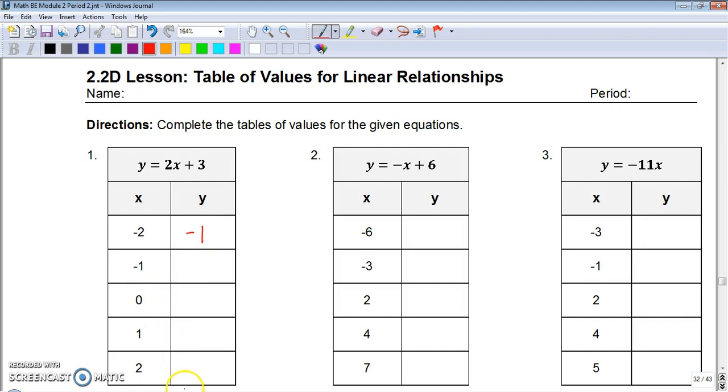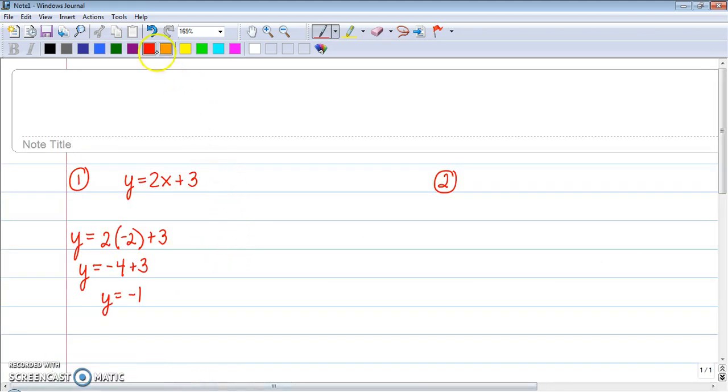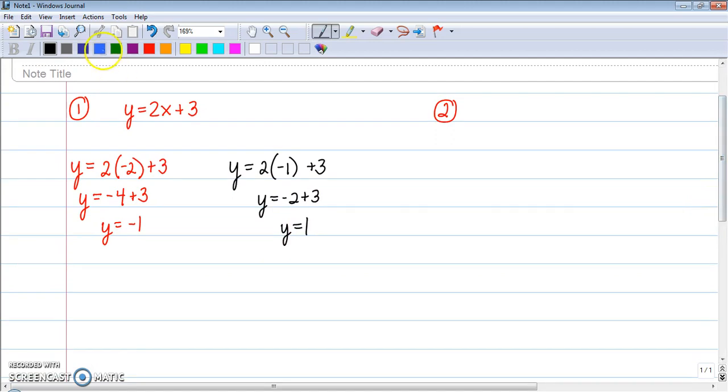The next value I'm going to plug in is negative 1. Y equals 2 times negative 1 plus 3. 2 times negative 1 is negative 2 plus 3. Negative 2 plus 3 is positive 1. Next value I'm going to plug in is 0. Plugging in 0 is usually pretty easy. 2 times 0 is 0. And that means y is 3.